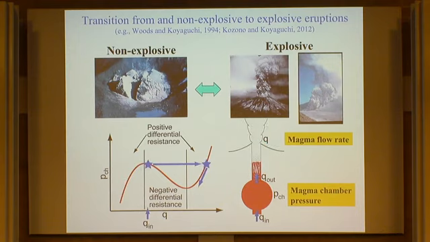But if within the range of positive differential resistance, then basically the Q out, the eruptive mass flow rate, is controlled by magma supply. But as this Q in goes into the range of negative differential resistance, then a very rapid change from low flow rate to large flow rate can occur. That might explain the transition from non-explosive to explosive eruption. So that is the second topic.